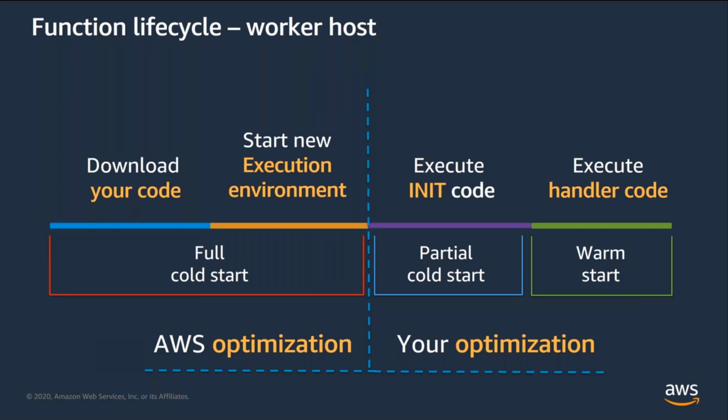This environment is kept alive for some window of time, depending on your traffic patterns. When a function is first run, all of these events happen. This is what is commonly called a full cold start. If another request arrives, only the handler is executed again, and this is much faster. This is a warm start. The first 2 steps are optimized by AWS, whereas the last 2 steps can be optimized by the developer.